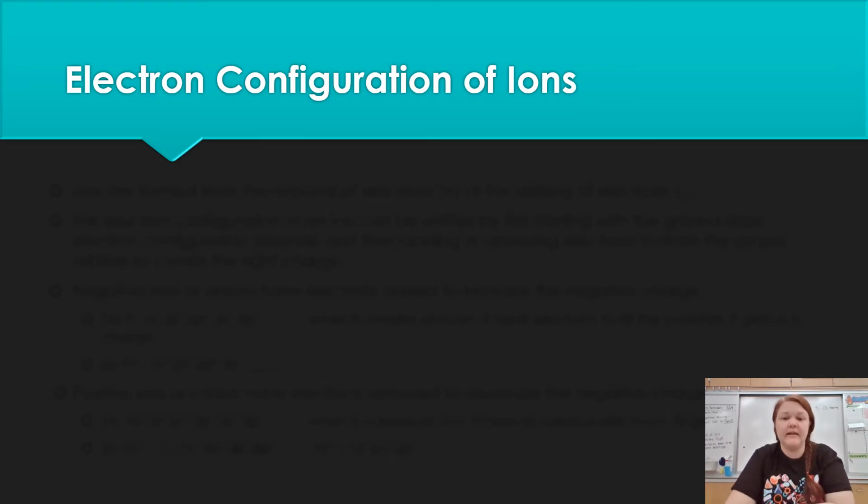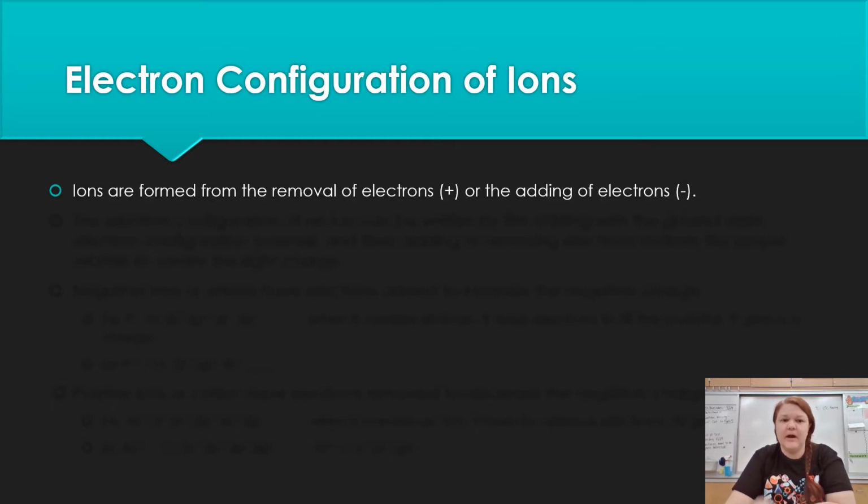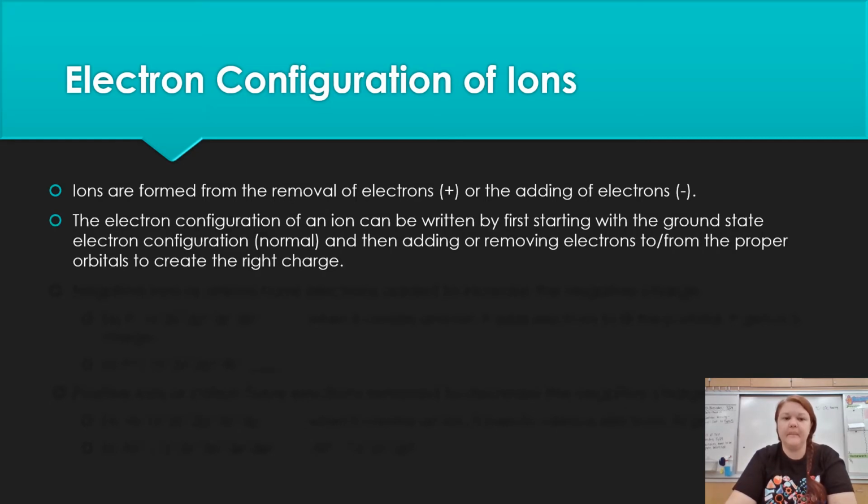So now we're going to look at the electron configuration of ions. When we deal with ions, we're dealing with a change in charge. Ions are formed from the removal of electrons, making them positive, or the addition of electrons, making them negative. The electron configuration of an ion can be written by first starting with the ground state electron configuration, or the normal electron configuration of the atom, and then adding or removing electrons to form the proper orbitals that create the right charge.